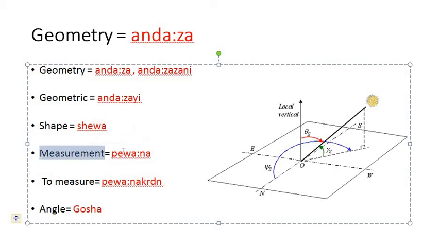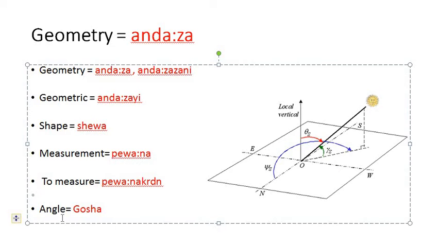Measurement is pewana. To measure, meaning the verb, you say pewana kirdin. Pewana, the same thing, but we add kirdin. Kirdin is a verb, means to do. It's also a noun, means doing. For example, you say doing stuff is fun: Kirdini shit khosha in Kurdish.